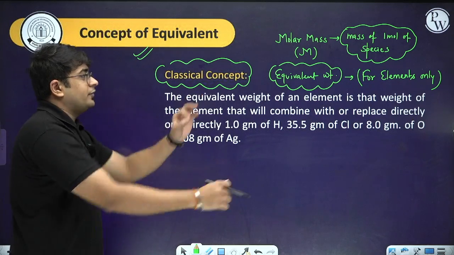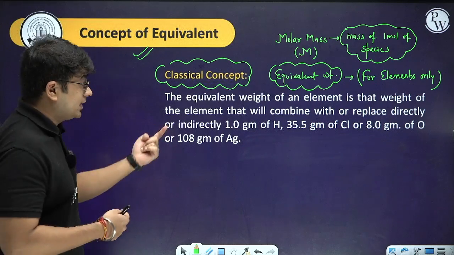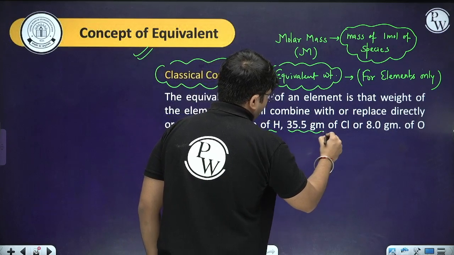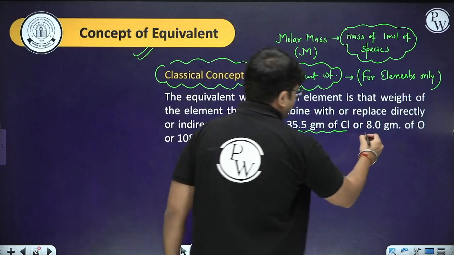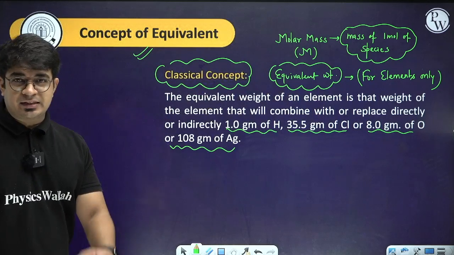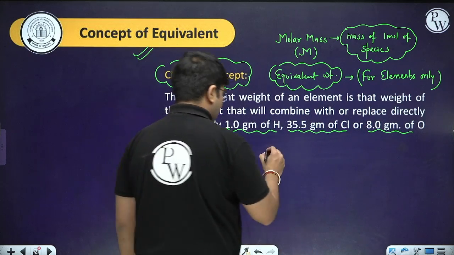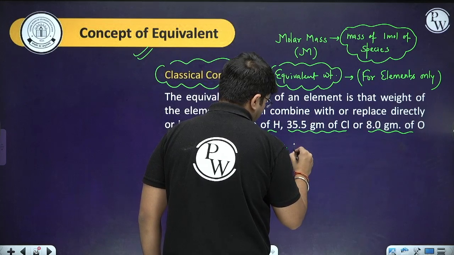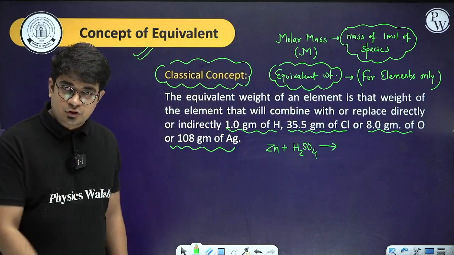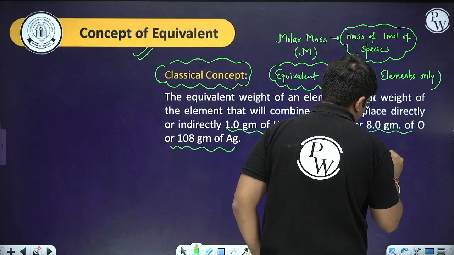The equivalent weight of a particular element is that weight of the element that will either combine with or replace, directly or indirectly, 1 gram of hydrogen, 35.5 gram of chlorine, 8 gram of oxygen gas, or 108 gram of silver. That is the basic idea. For example, let's talk about zinc. I am reacting it with H2SO4. Zinc granules, when added in H2SO4, react to form ZnSO4 as well as liberate H2.